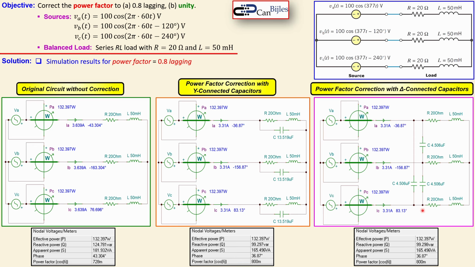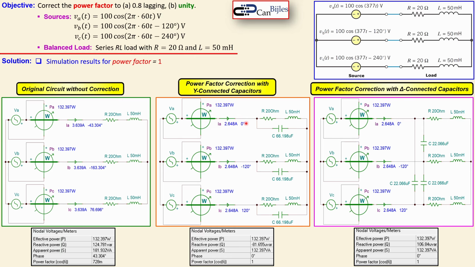Let's also look at the situation for power factor of 1. What we observe first is that the phase of our source current is now 0 degrees for this IA, and that is also in phase with the VA because the VA phase was 0 degrees. You also see that the source current has decreased. It is now 2.65 amps, and here it was 3.64 amps, and before with the 0.8 power factor lagging, it was in this case 3.31. So the source current has reduced if you improve your power factor.